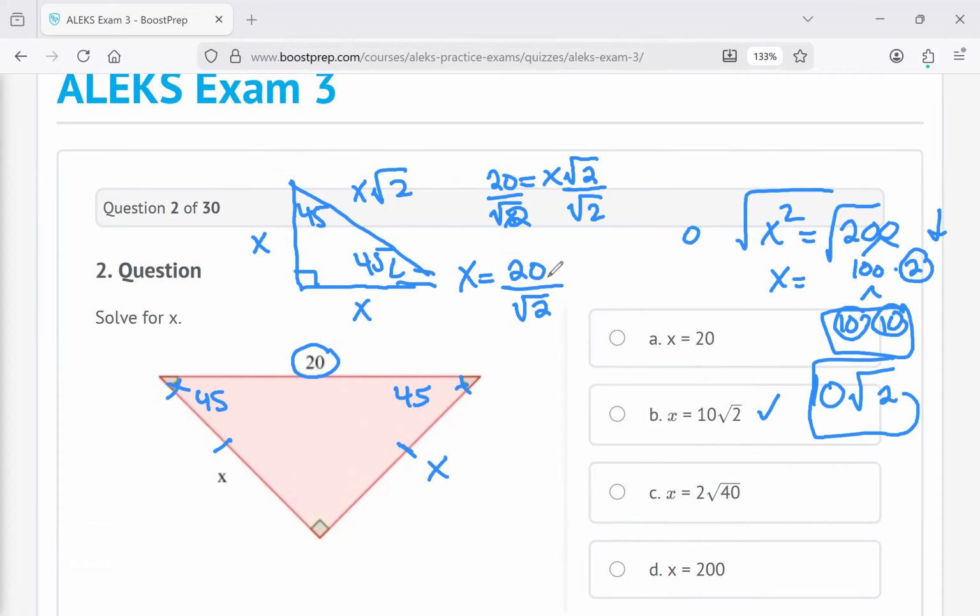And then what you could do is rationalize the denominator by multiplying top and bottom by radical 2. So you get 20 radical 2 over radical 2. Radical 2 times radical 2 just becomes regular 2, and then 20 divided by 2 is 10, and then you still have that radical 2 on the top.